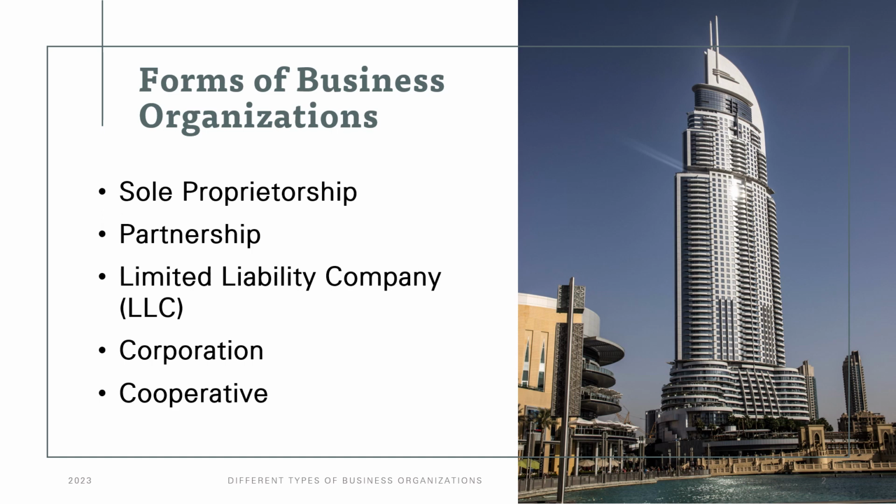And then a cooperative is a business owned and controlled by its members who share in the profits and benefits. Advantages include democratic control and equal distribution of profits. Disadvantages include potential for conflicts among members, and limited resources.